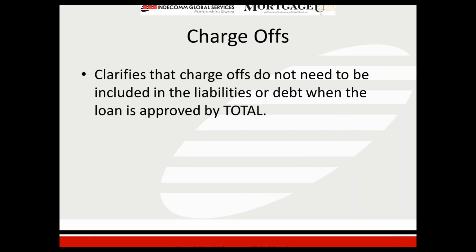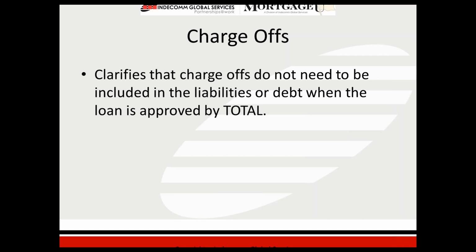Charge-offs. Charge-offs are defined as a debt written off by the creditor. Charge-offs do not need to be included in the liabilities for debt for approve or accept. It's basically the same for a manual underwrite. However, in a manual underwrite, you're going to find that there's further analysis of the borrower's credit history. Are they showing a disregard for financial obligations? Can they manage their debt?